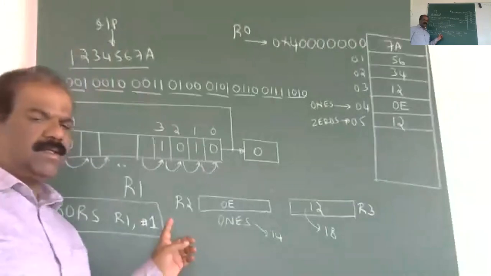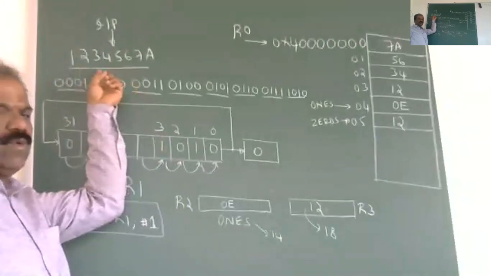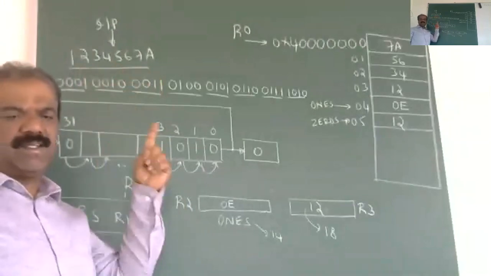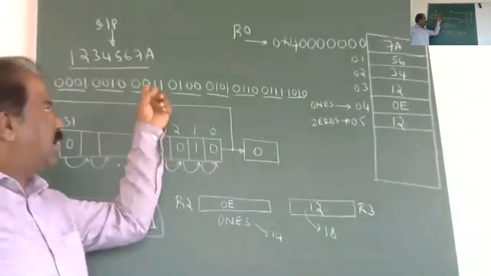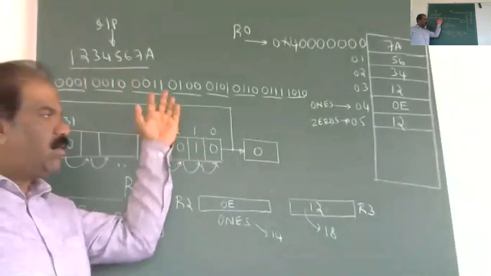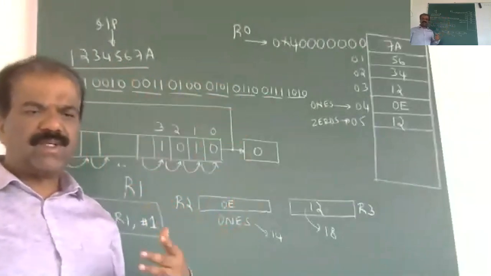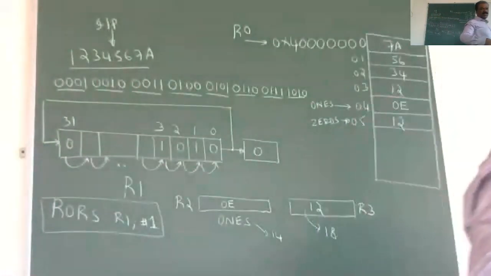Now consider one 32-bit number: 1, 2, 3, 4, 5, 6, 7, 8. This is a 32-bit number, written in hexadecimal form. We have to store it in a memory location. If you want to store the input, it requires 4 consecutive memory locations.